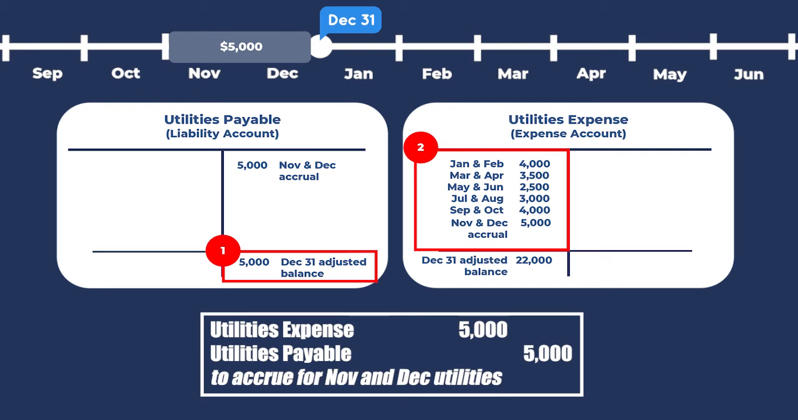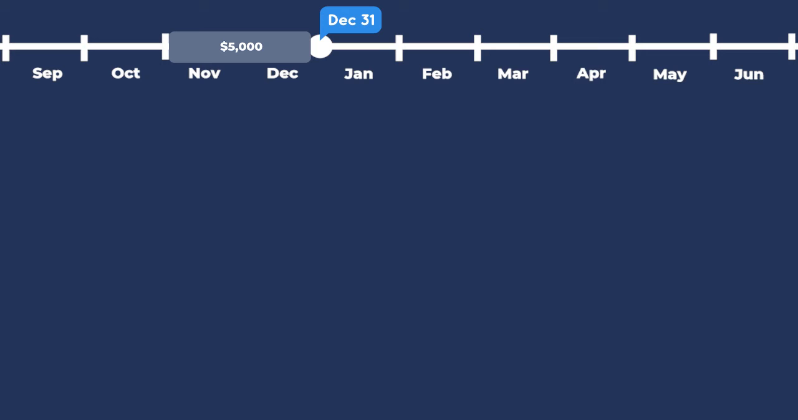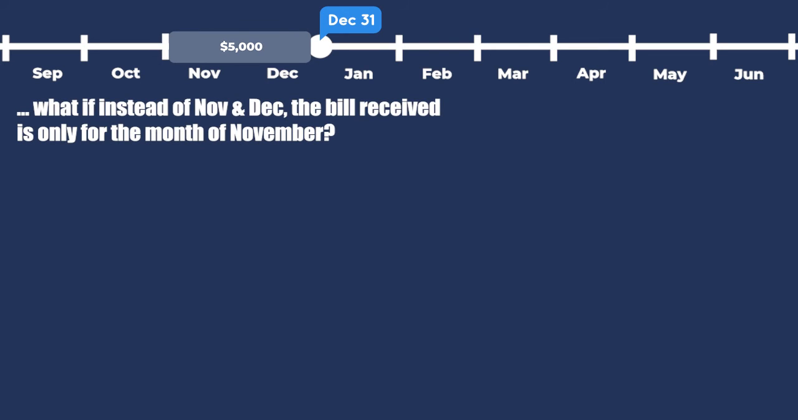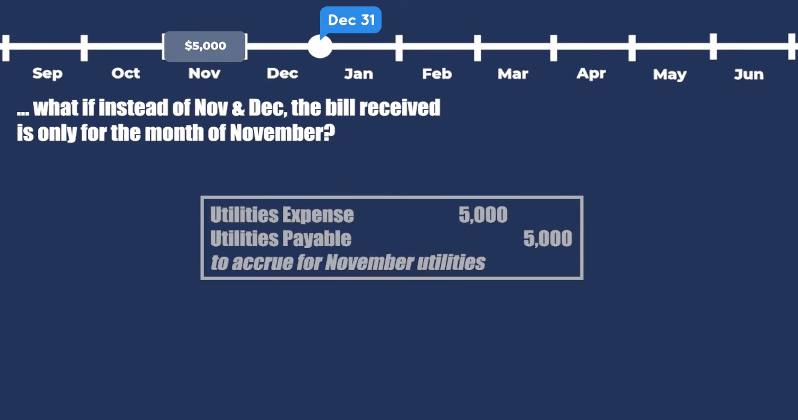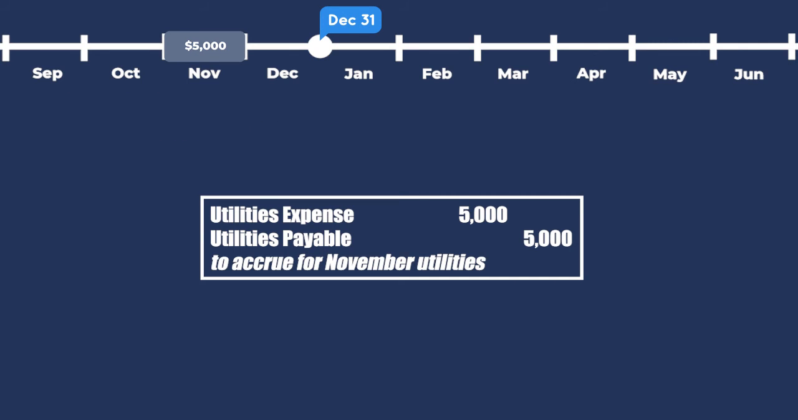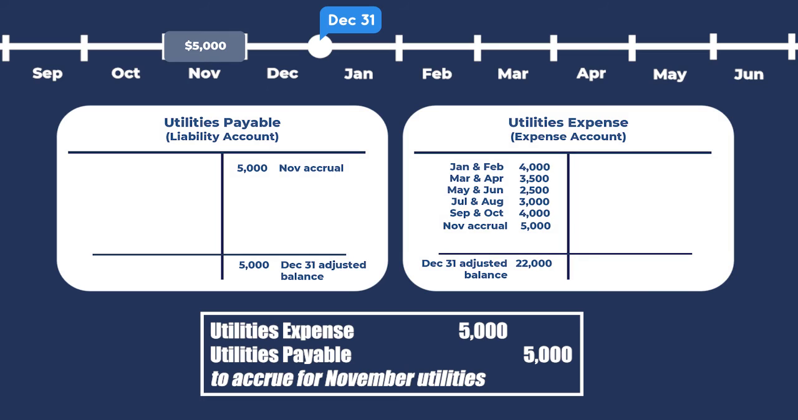With this example, I would like to open up another scenario that we encounter normally in practice. What if the bill that the company received is just the utilities bill for November? Obviously, you need to record an accrual for November utilities as follows: a debit to utilities expense and a credit to utilities payable for 5,000. Posting it to the T accounts, you will see that the utilities expense has a running balance from January to November only.